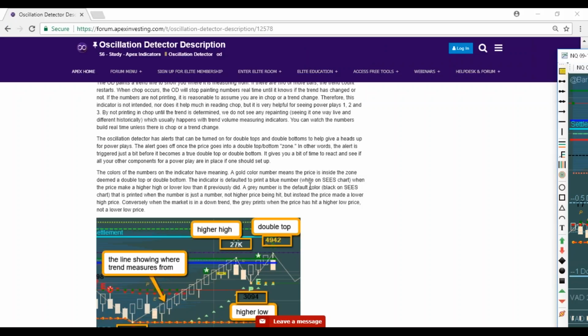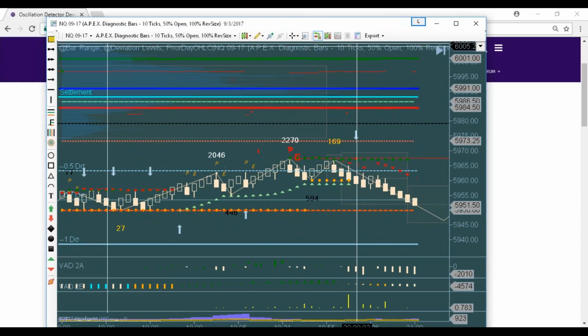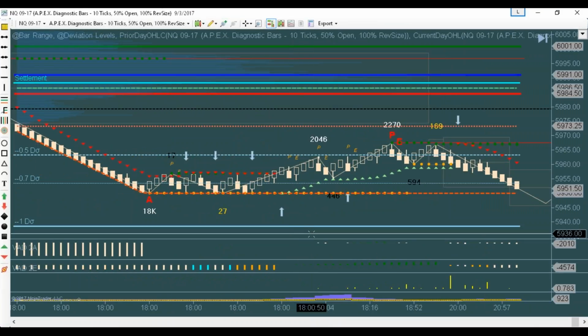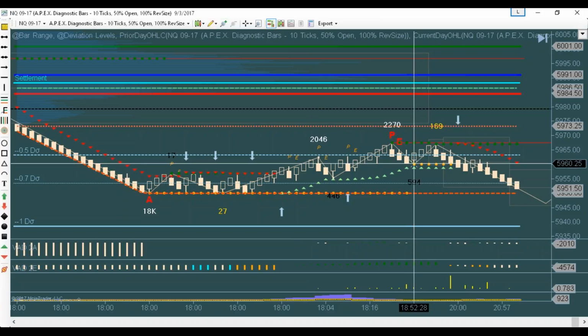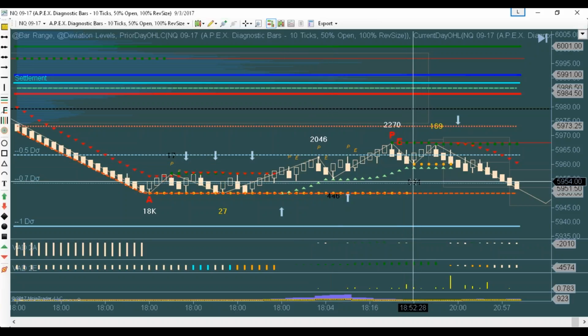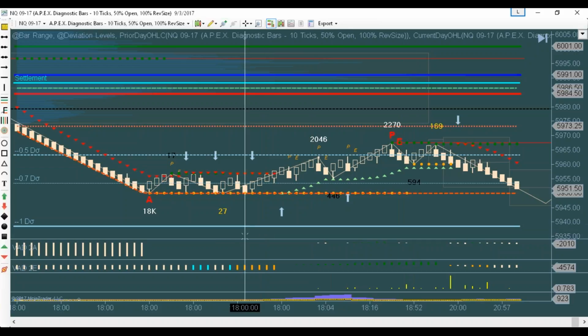A gray number is the default. Well, it's black on this chart. That is printed when the number is just a number. I mean, it's not a higher price being hit, but instead the price makes a lower high or a higher low. Okay, that can be a little confusing. Read over it and read on your chart here. Is this a low? Yes, but it was higher than this one. Is this a low? Yes, but it's higher than this one, so they're black. You don't have to dig too deep into that and get all crazy about that, but it's just showing you higher highs and higher lows.